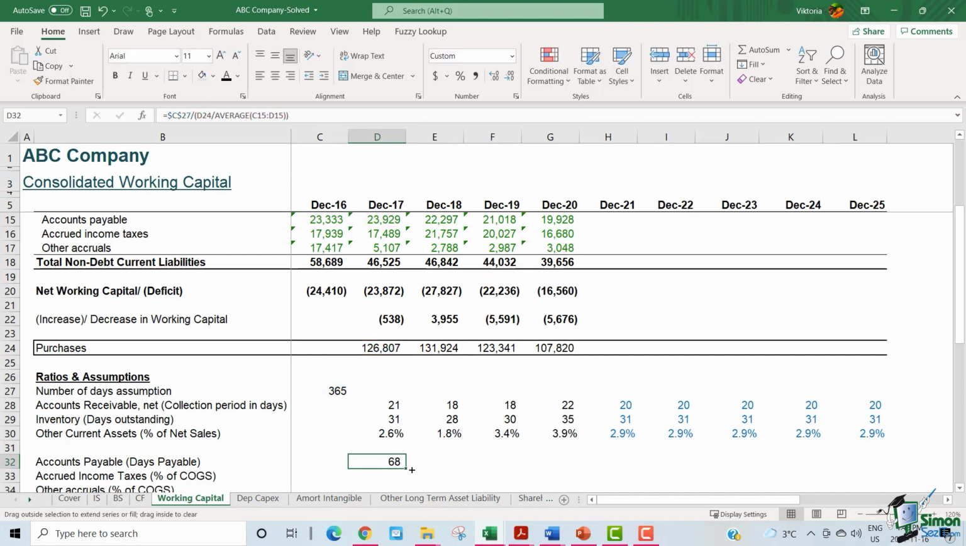We drag this formula across as the methodology is the same. So the average days payable is around 66. Let's use that for the future periods.